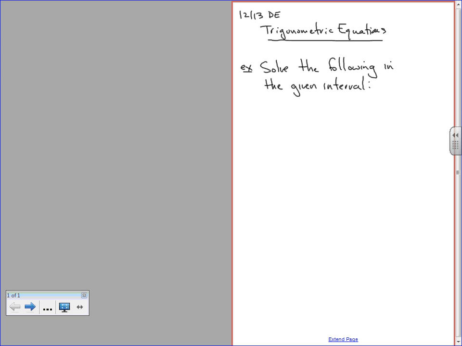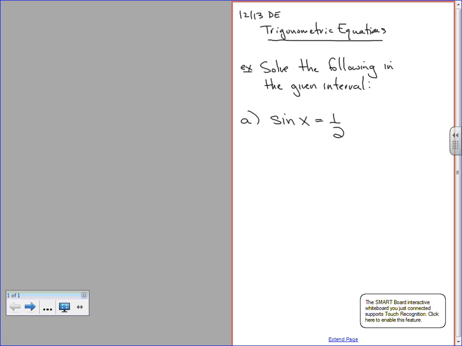Up until now, we've been determining the exact value of a trigonometric ratio when I give you an angle. So I give you the sine of something like pi over 3, and then you look at the special triangles to tell me what that ratio is. Today, we're going to be doing trigonometric equations, where I give you a ratio, and I want you to tell me what angle gives me that ratio. So I want to know when the sine of x is equal to 1/2.